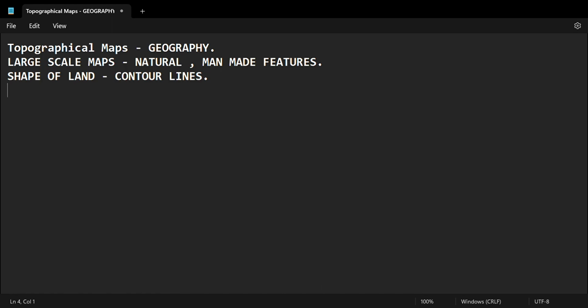So topographical maps are large scale maps. Large scale maps mean they show a small area, but they show it in detail. And they also show natural features like hills and mountains, and also man-made features like some monuments or some houses or some offices and something like that as well.